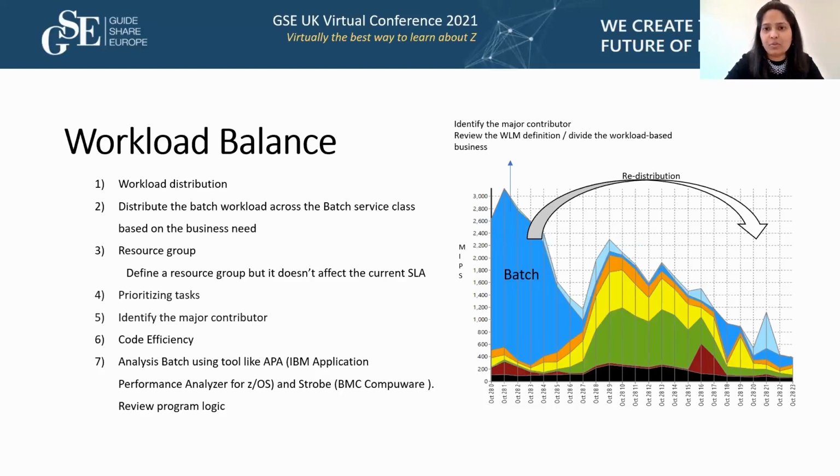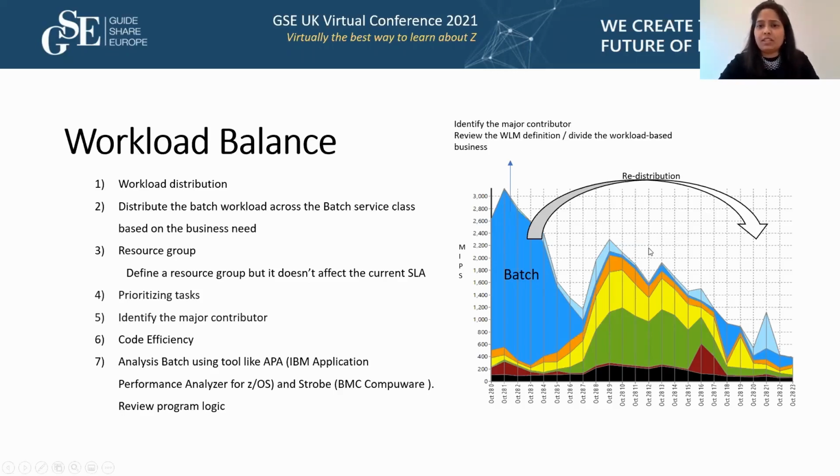That's the first point, because there is no condition that all the batch should run from 0 to 7th hour or in the morning time. You can move some batch into the evening and use the white space. Second thing, try to identify the major contributor during this time, review your WLM definition, and divide the workload based on your business SLA.